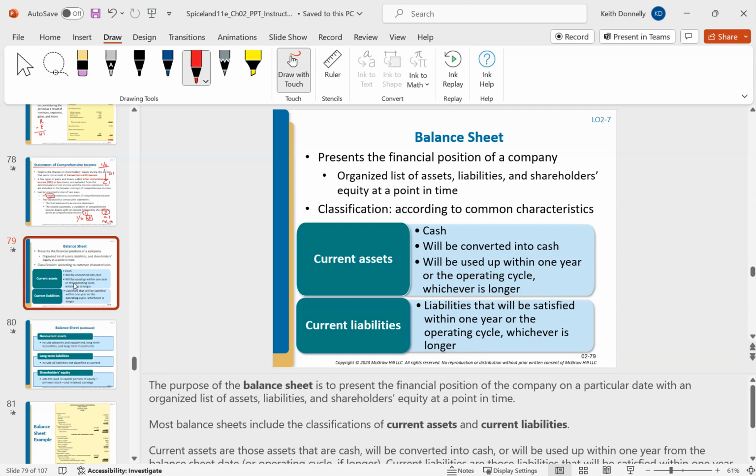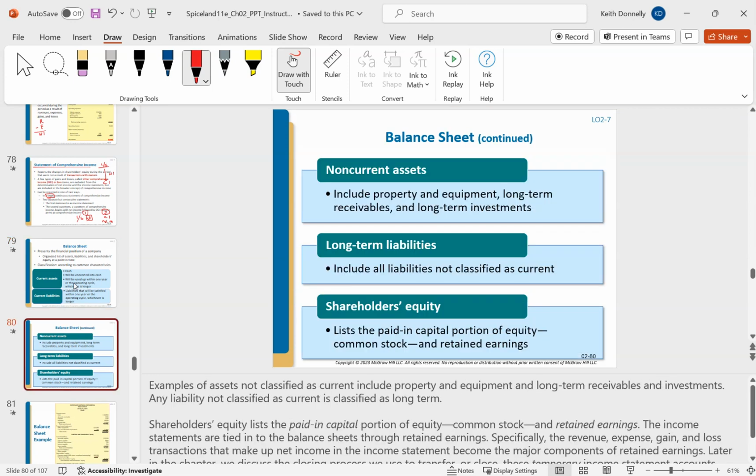If so, it's a current asset or current liability. If not, it's non-current. And the more specific exact thing we're looking at is one year or the operating cycle, whatever is longer. So you would draw out one year, draw out the operating cycle, map it out, see which one's bigger, and that would tell you the line of demarcation. If you don't fit into that category, you're going to have your non-current assets and your long-term liabilities.